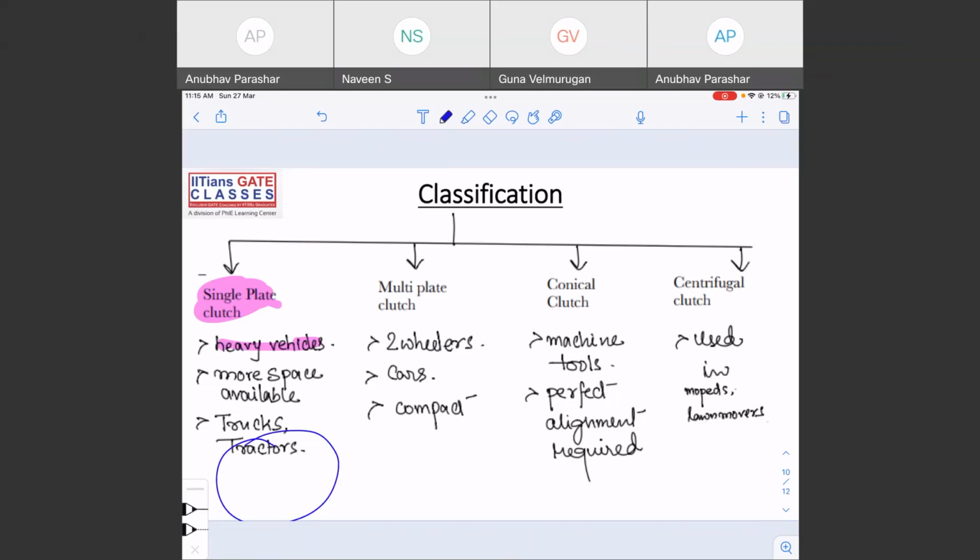But in your cars and two-wheelers, where you have compact space, you will not be able to use big clutches to achieve the same amount of frictional torque. What you have to do is use small clutches multiple times.